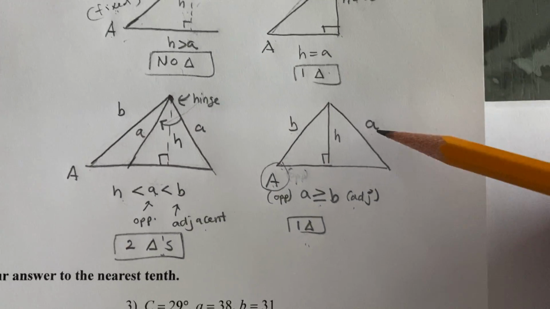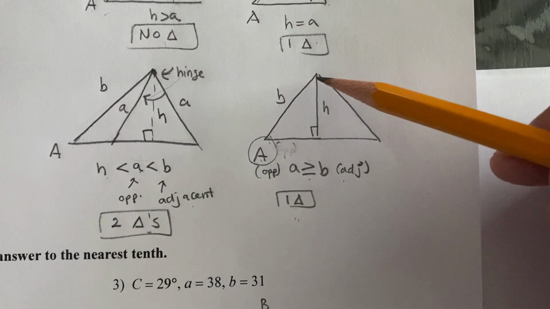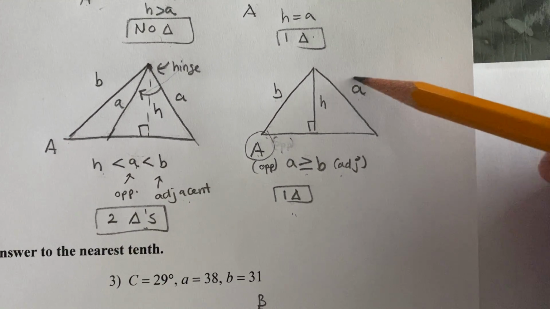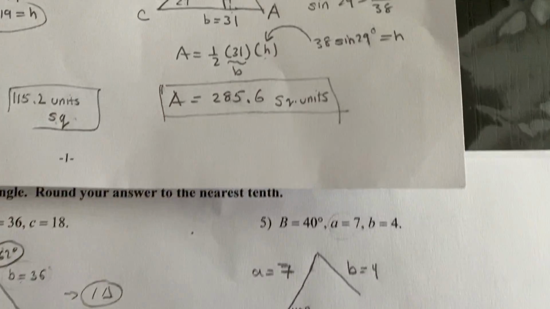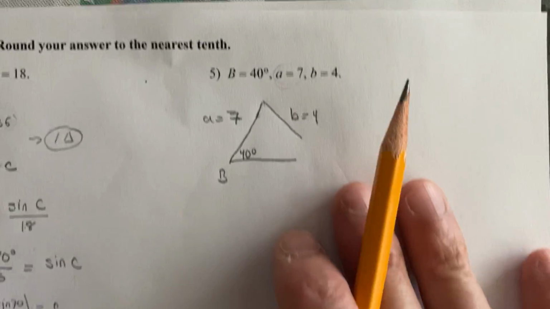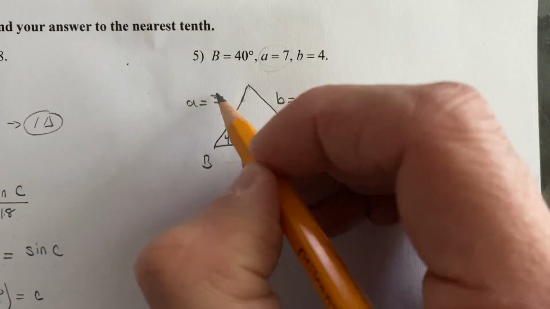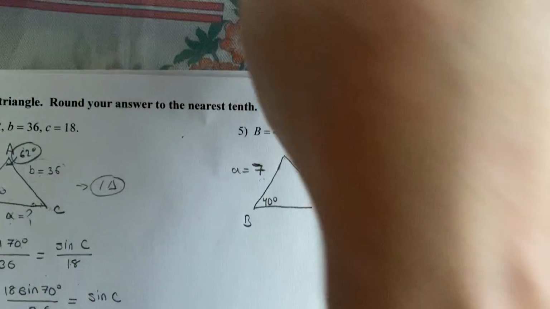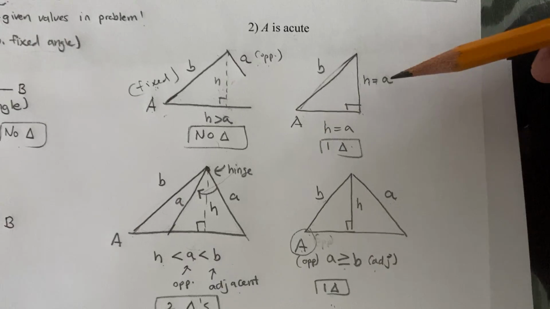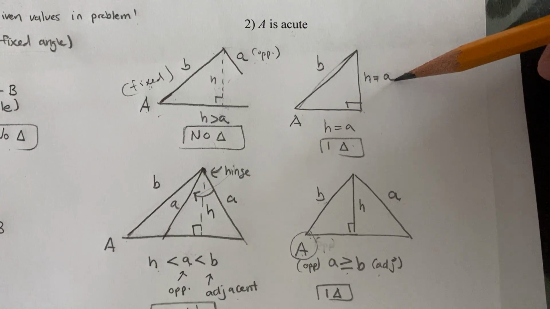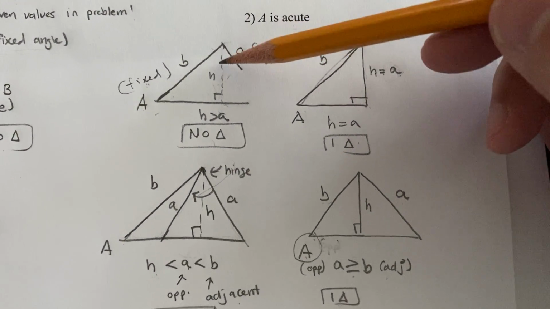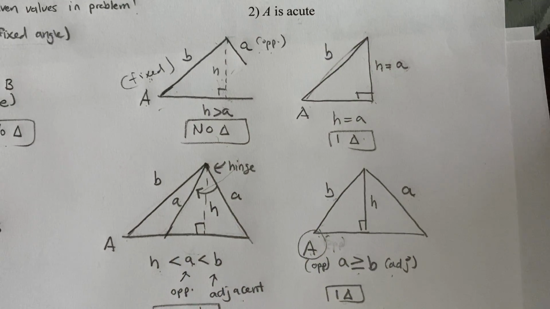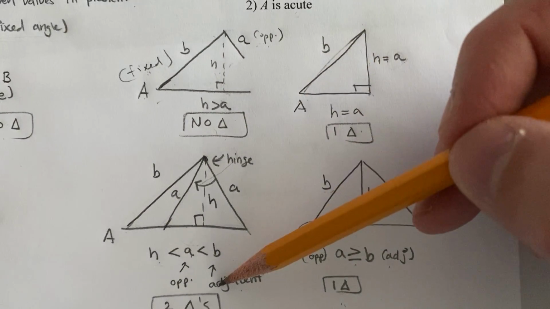If we take a look at our notes right here, this will only be one triangle if the side that's opposite our fixed angle is greater than or equal to our adjacent side. Then we know we're going to have one triangle. So right off the bat, this side right here is not bigger than the adjacent side. And so it doesn't mean we can't form a triangle. The height could be equal to the adjacent side or the side opposite. We have to compute what the height is to make a judgment on whether it's one triangle, no triangles, or two triangles.